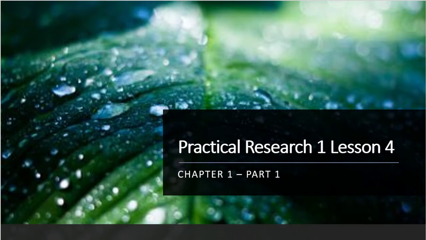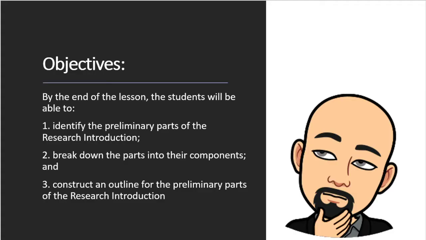Welcome to Practical Research 1, lesson number 4. And for this lesson, we aim to achieve the following objectives. First is to identify the preliminary parts of the research introduction. Second is to break down the parts into their components. And finally, to construct an outline for the preliminary parts of the research introduction.